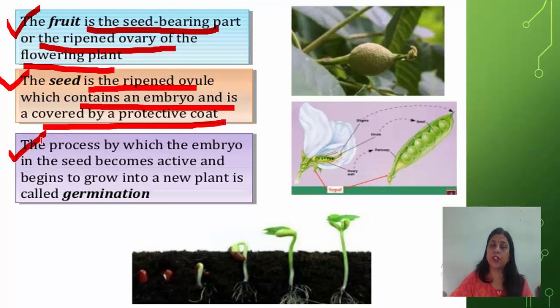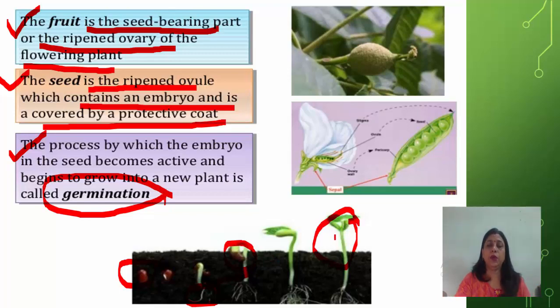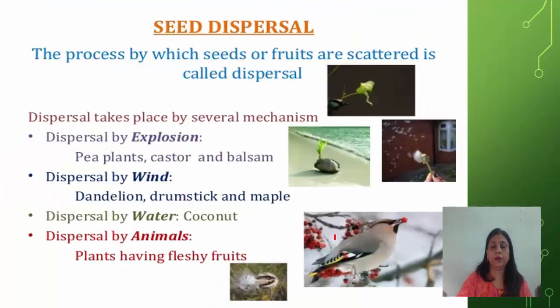And what is germination? Once the seed is formed, the seeds are then sown into the soil. So the process by which the embryo in the seed becomes active and begins to grow into a new plant is called germination. You can see this is a seed that is sown. First the root comes out, shoot comes out and the baby plant comes out. So this is the process of germination.